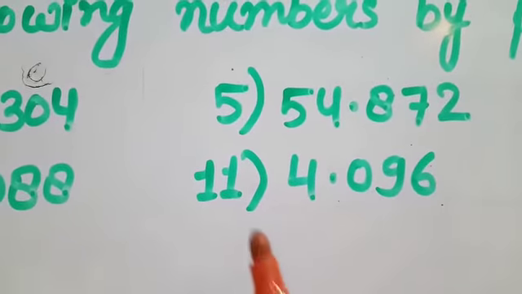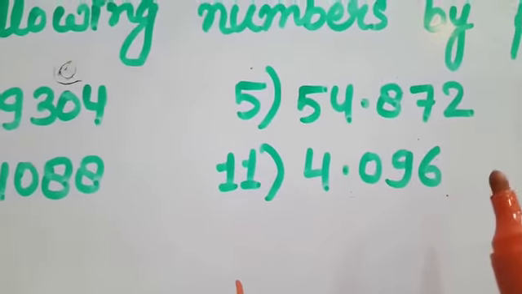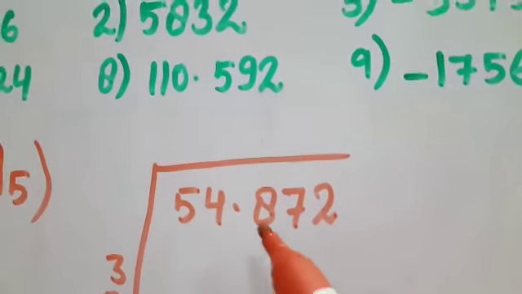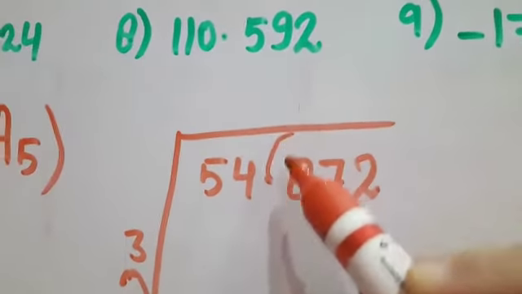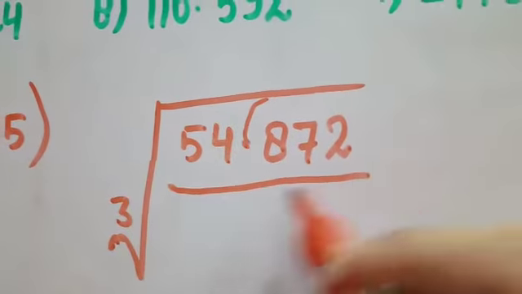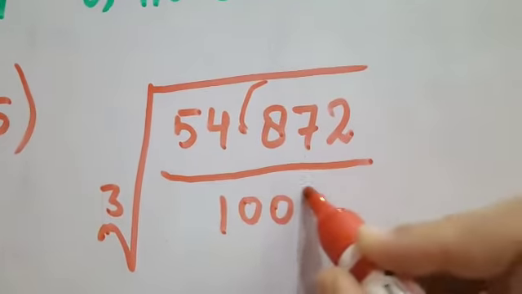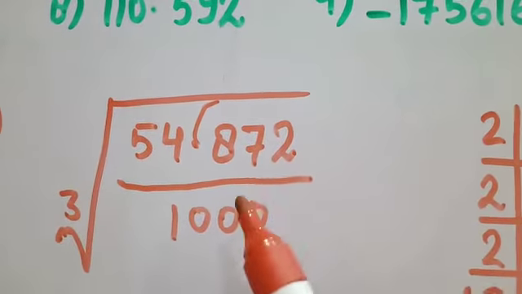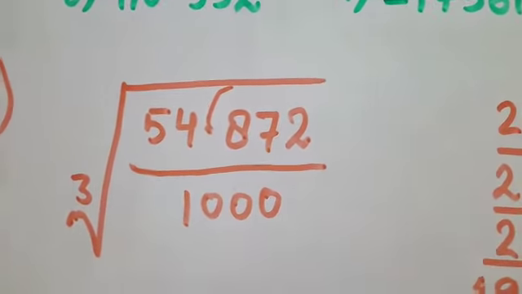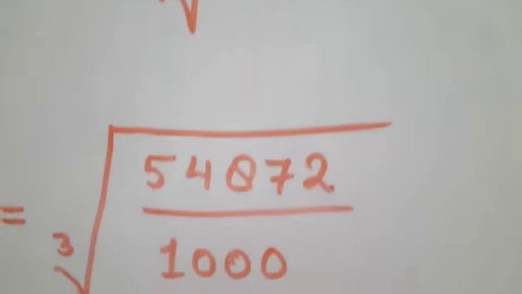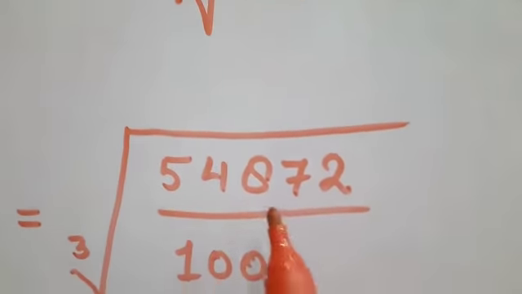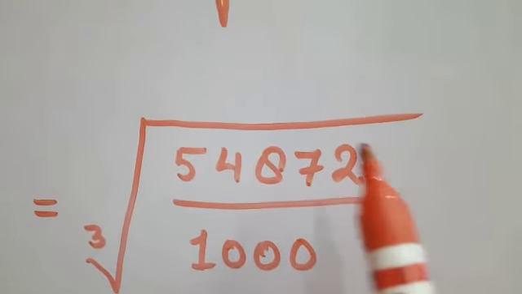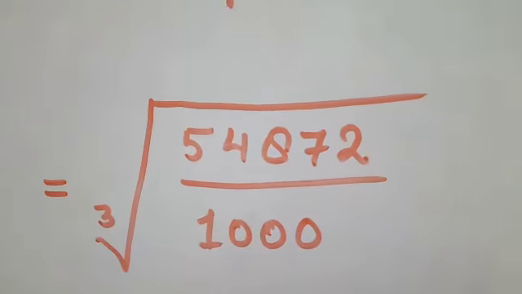Now we will solve the fifth part of this, 54.872. We will find the cube root of 54.872. Cancel the point from here and divide by 1000, because after the point there are 3 digits, so we will divide it by 1000. Now we have to find the cube root of 54,872 upon 1000. So we will find the prime factors of this and this.